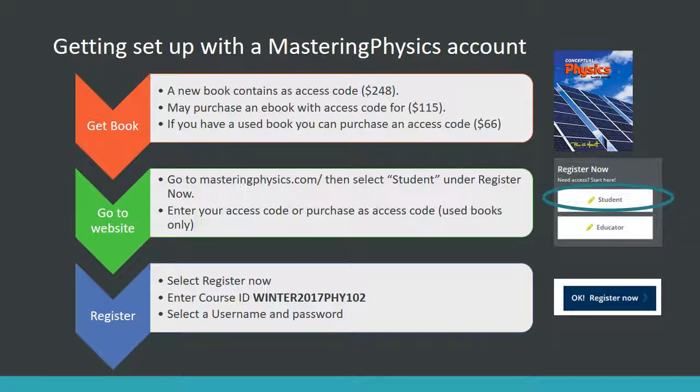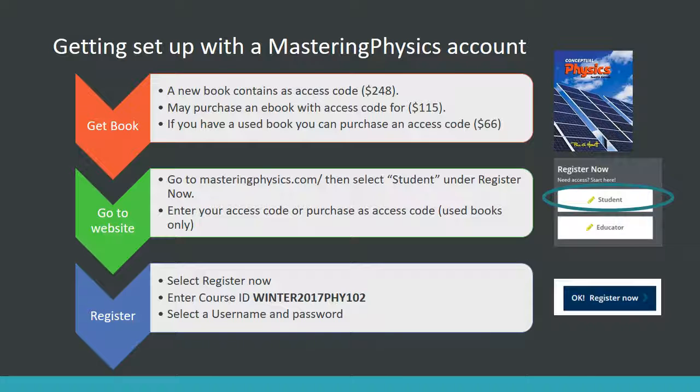So to get set up with Mastering Physics, the first thing that you need to do if you are ordering a hard copy book is to purchase your book. Your book looks like this. You can purchase the book in the bookstore, which comes with an access code to the Mastering Physics site for $248. It is kind of pricey. I think the reason they do it so expensive is because part of that is that access code to allow you to have access to all the resources through Mastering Physics.